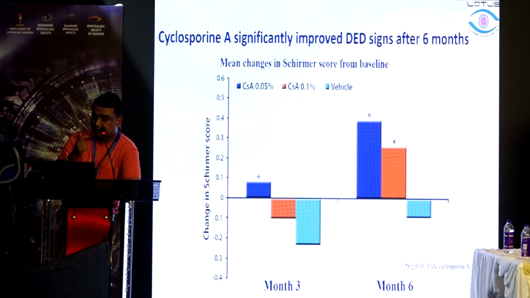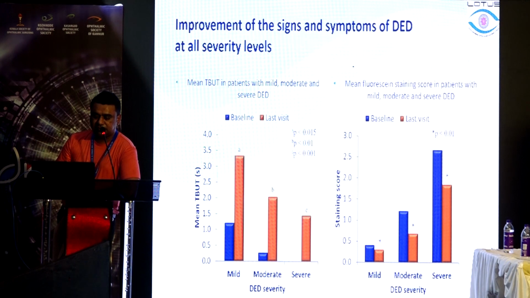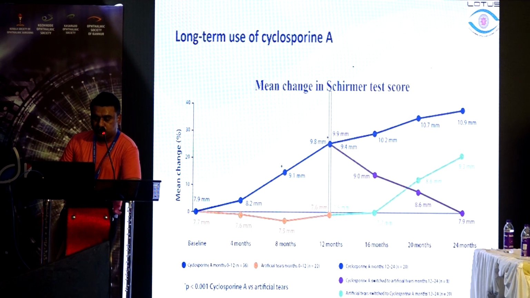Whenever we put patients on cyclosporine, there should be improvement in the Schirmer score, which is evident from the literature as well as from our personal experiences. And even the TBUT, when the patients are on cyclosporine for 6 months, we can see a significant improvement in the TBUT score too. But most of the time, the question is how long we can continue cyclosporine, maximum till 6 months.